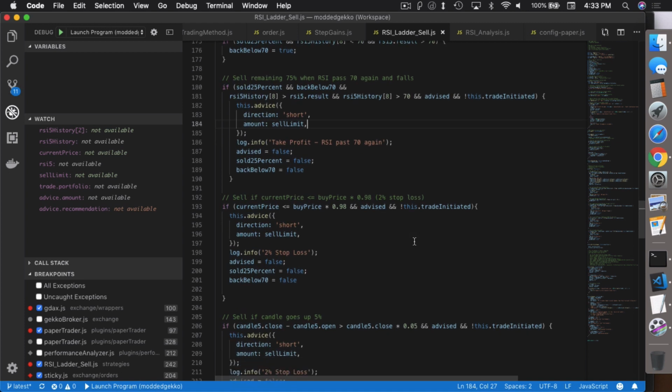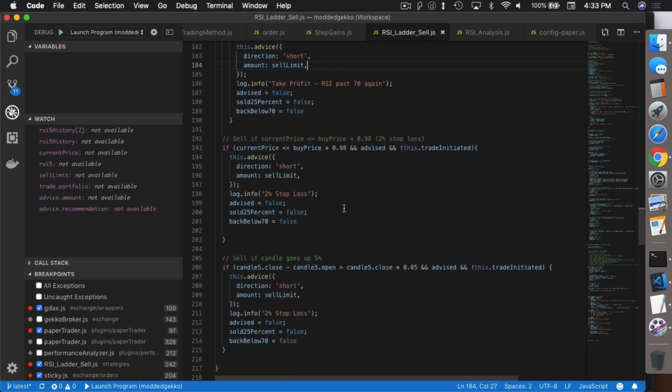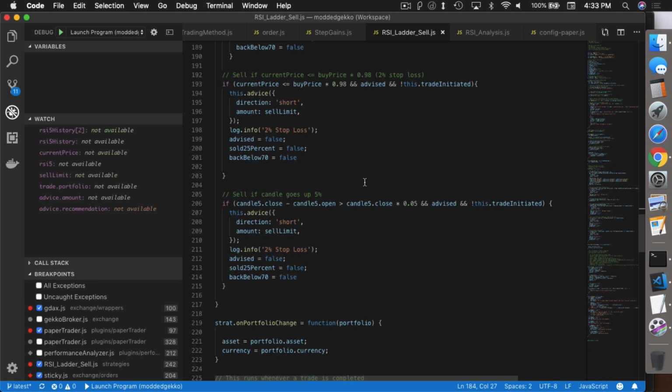Now there are two other sell situations, where it sells if it hits a 2% stop loss. It's a very simple stop loss: current price is less than the buy price times 0.98. So 98% of the buy price is basically a 2% stop loss. If it hits that, we're going to sell.